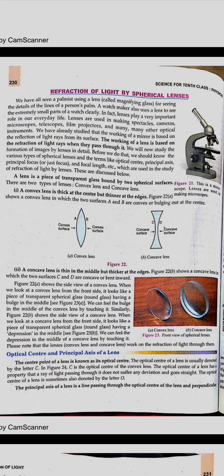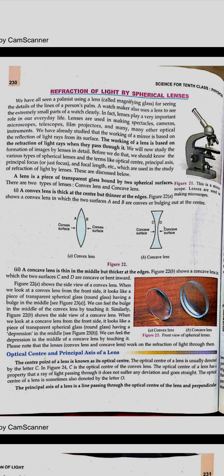If both the surfaces are convex surfaces, then we can say that it is a convex lens. And if both the surfaces are bulged in or bent in, then it will be a concave lens. So we can say that the convex lens is thick at the center but thinner at the edges. What does it mean? Thinner at the edges means the outer surface will be bulged out, bulging out at the center. Similarly, a concave lens is thin at the middle but thicker at the edges. What does it mean? That it will bend inwards at the center, and the convex lens will be bent outwards. Same as in the mirror, but they are bounded by two spherical surfaces.